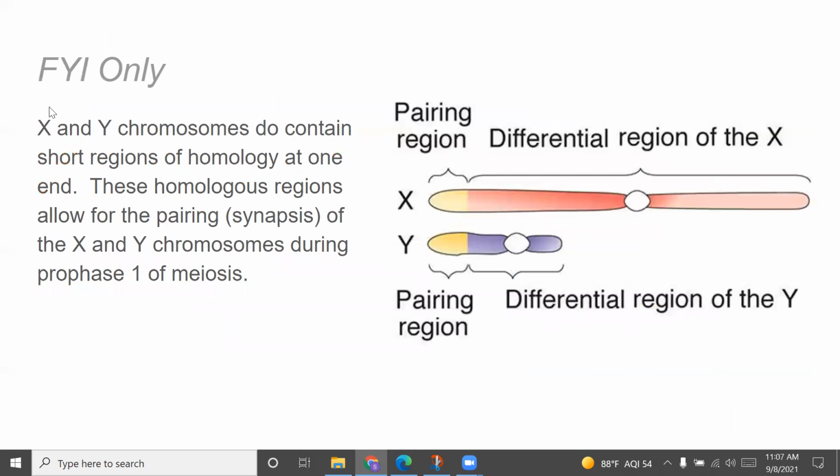Okay. FYI only, X and Y chromosomes do contain short regions of homology. Remember, homology means same stuff at one end. These homologous regions, the yellow in this image here, allow for the pairing synapsis of the X and Y chromosomes during prophase 1 of meiosis.